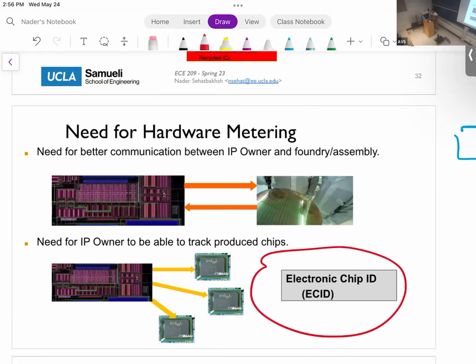like that, that I can see within the electronic device and say, okay, boom, this is mine. This is 0001, this is 0002, et cetera, right? So a number associated to it. So how do we do that? This is generally the idea of hardware metering.